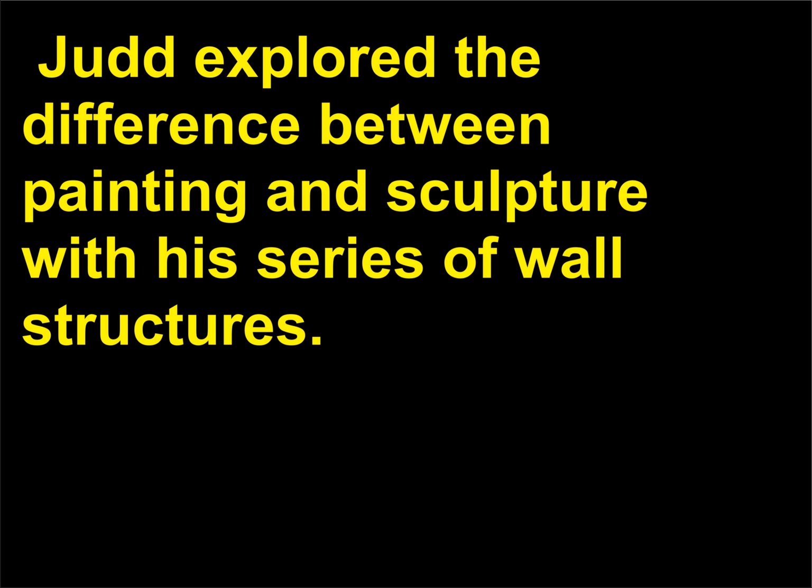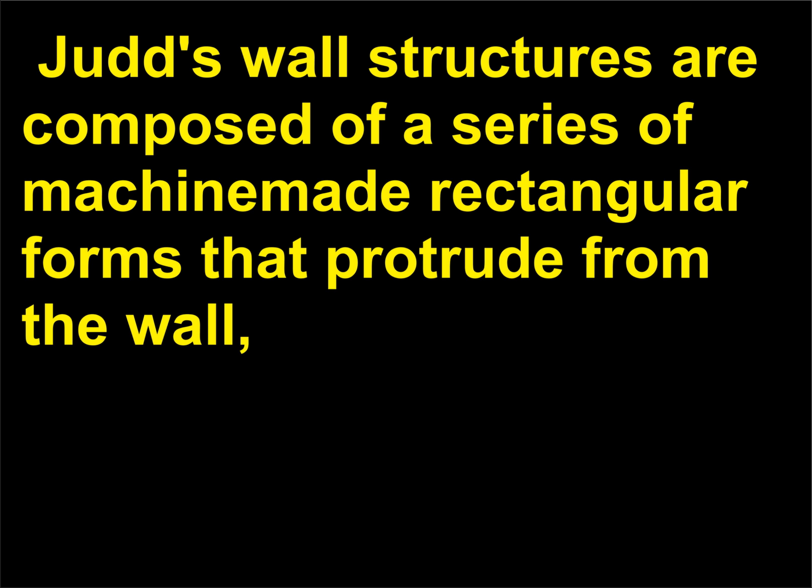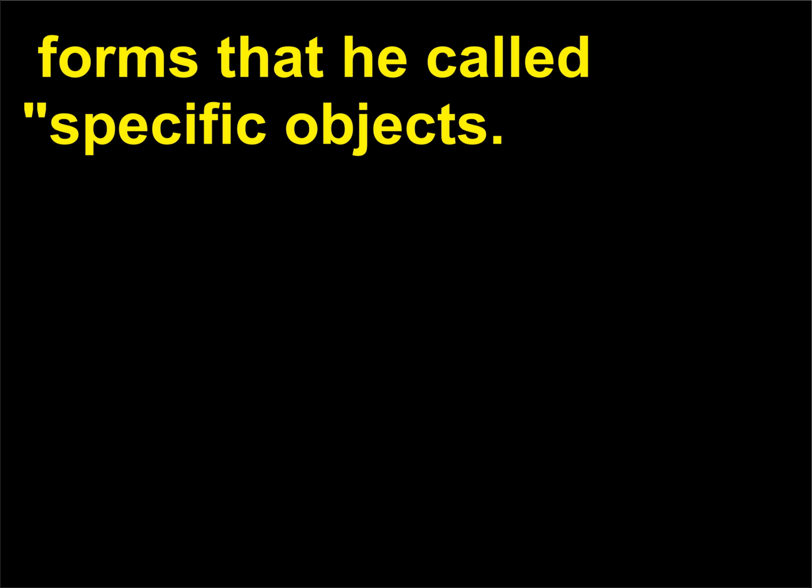The work of artist Donald Judd, 1928 to 1994, is a good example of minimalism. Judd explored the difference between painting and sculpture with his series of wall structures. Judd's wall structures are composed of a series of machinematic rectangular forms that protrude from the wall, forms that he called specific objects.